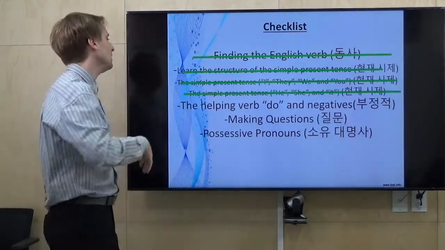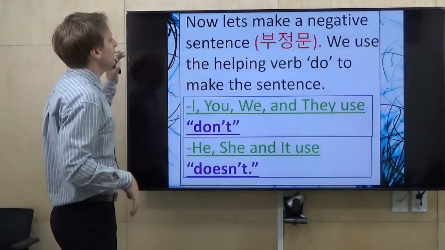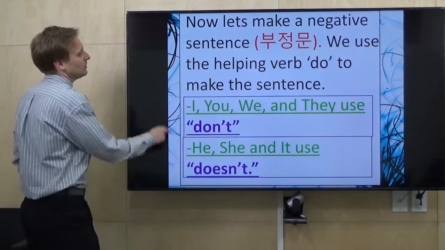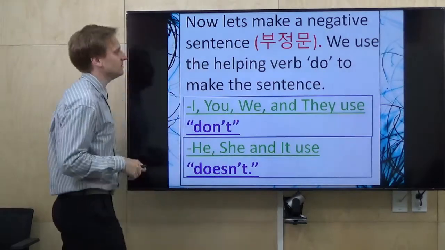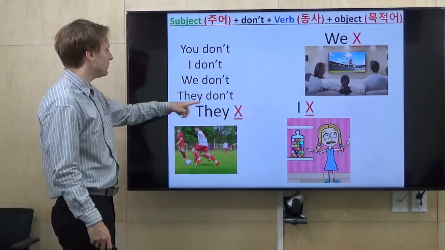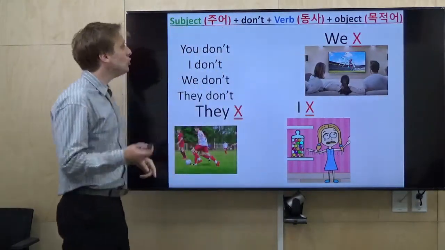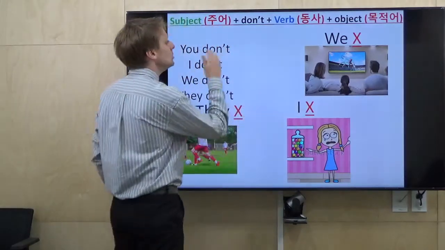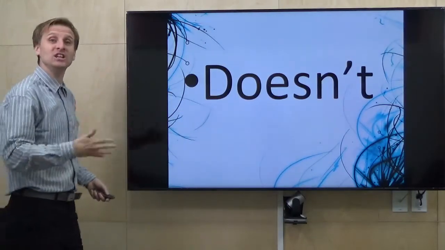Now let's try to make negatives using the helping verb do. Now let's make a negative sentence. We use the helping verb do to make the sentence. I, you, we, they is don't, and he, she, and it is doesn't. So, here is our picture. A negative sentence for they is going to be subject, don't, verb, object. They don't play soccer. We don't watch TV. I don't eat candy. And doesn't will work for he, she, and it.